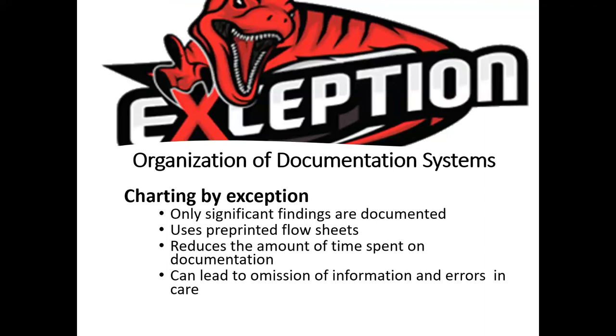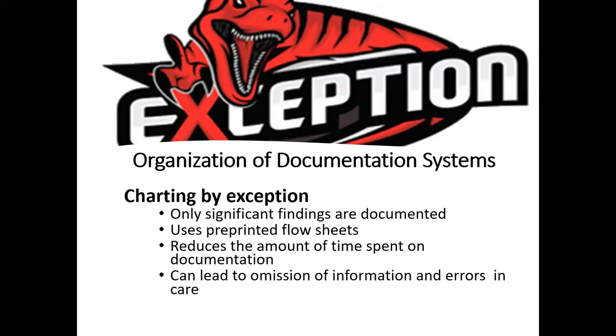Charting by exception is system documentation in which only a significant finding or exception to the standard or norms is documented. The biggest drawback to this is it can be a legal nightmare because you're basically saying that you have completely assessed your patient and everything is completely normal, or the only thing that's abnormal is X, Y, and Z. And a lot of times with charting by exception, there are a lot of omissions of pertinent information.